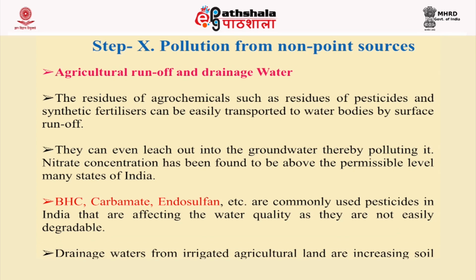BHC, carbamate, endosulfan, etc. are the most commonly used pesticides in India that are affecting the water quality, as they are not easily degradable. Drainage waters from irrigated agricultural lands are increasing soil salinity in India.